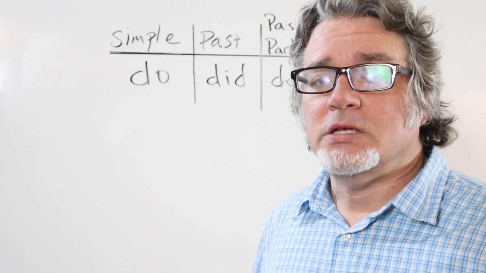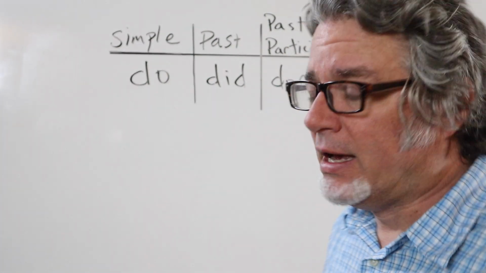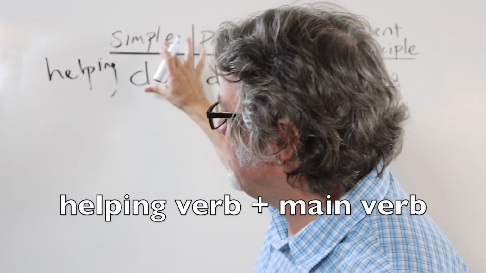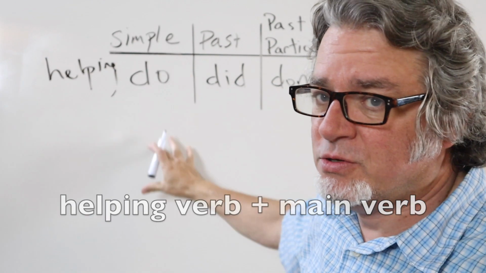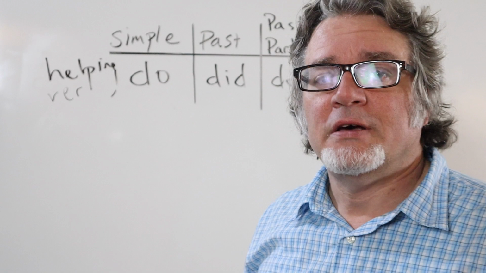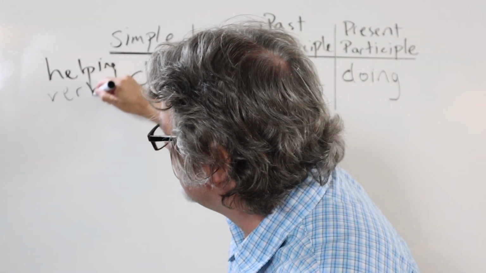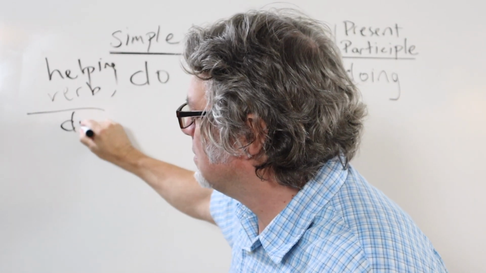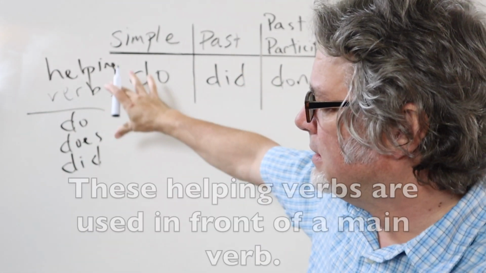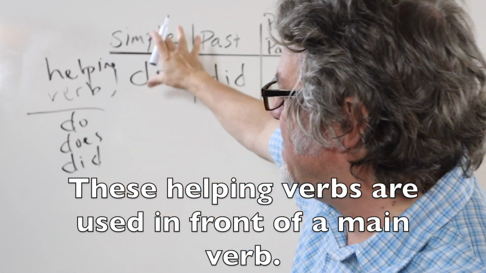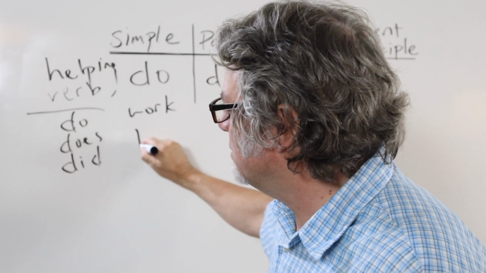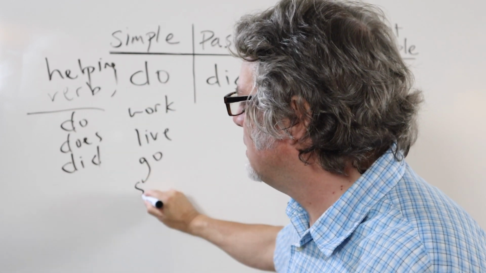You're most likely to hear the verb do as a helping verb in front of the main verb, whatever that might be. It could be do, or it could be work, or live, or see. So the helping verb, do, does, and then also did. These helping verbs are used in front of a main verb. Work, live, go, see.